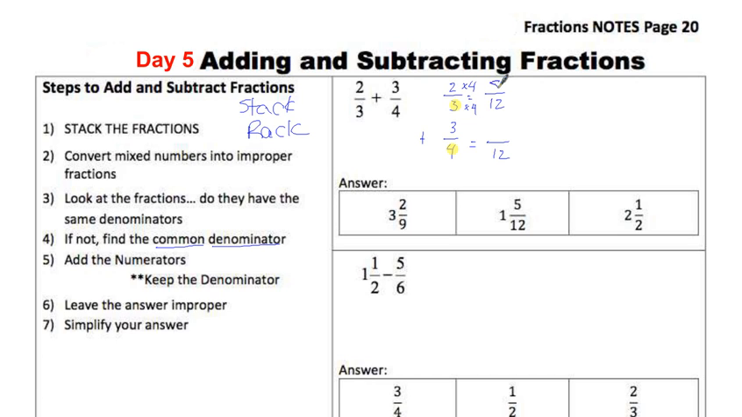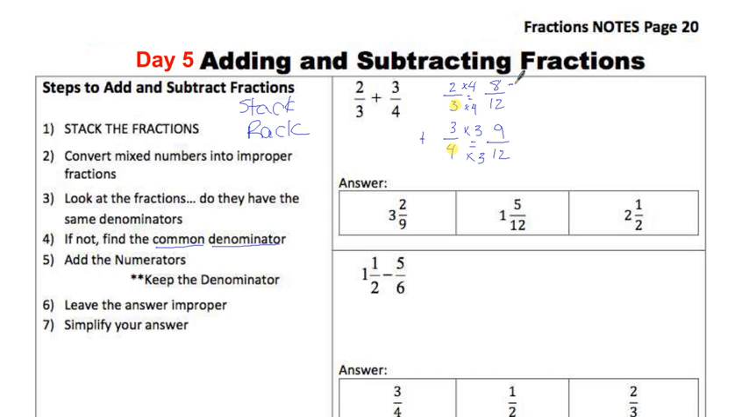2 times 4 is 8. 4 times 3 is 12. What I do to the bottom, I must also do to the top. 3 times 3 is 9. Then it says, look at the fractions. Do they have the same denominators? We did that. Find the common denominator. We did that. Add the numerators, keep the denominator.